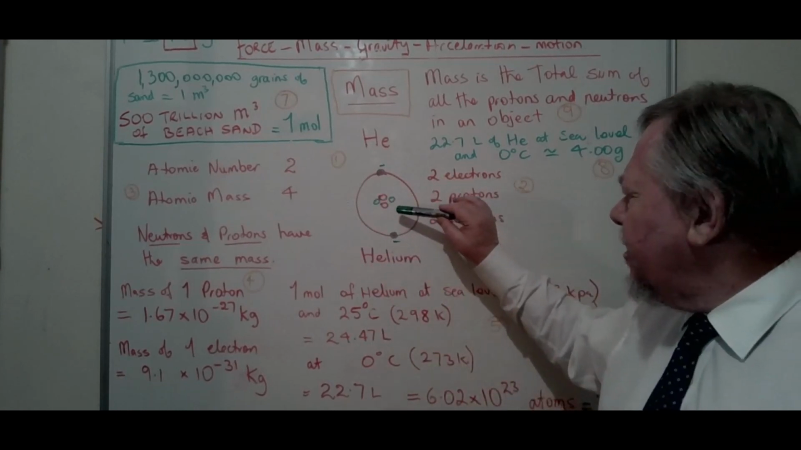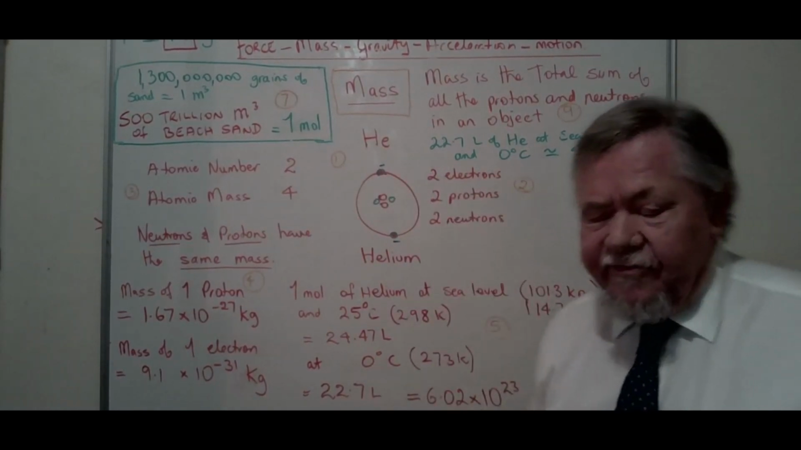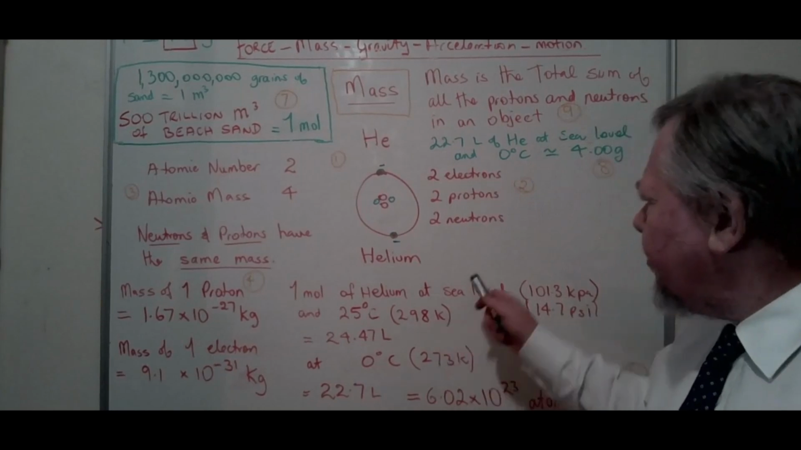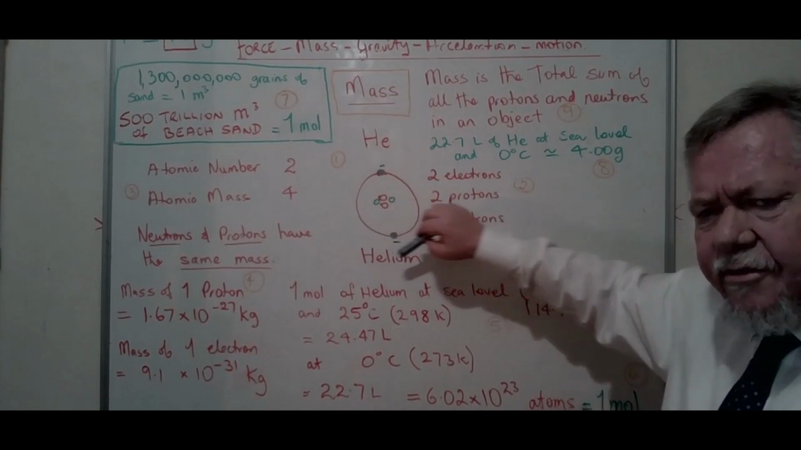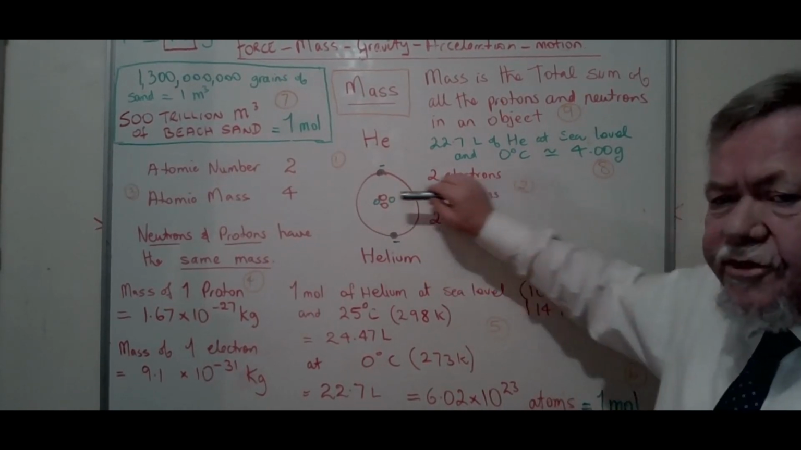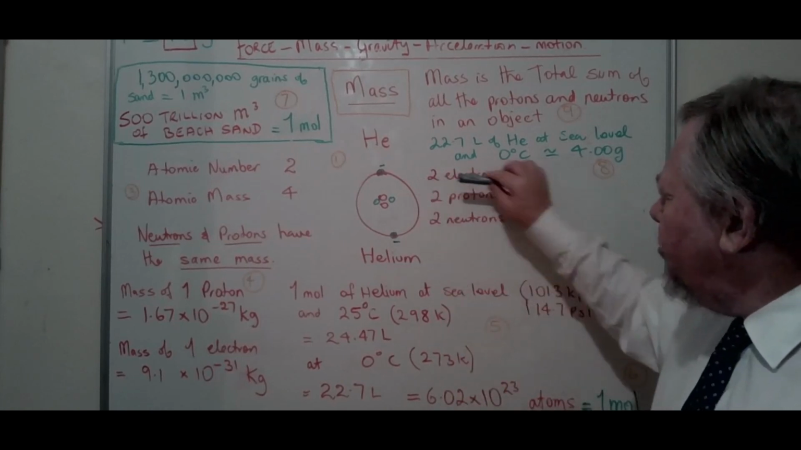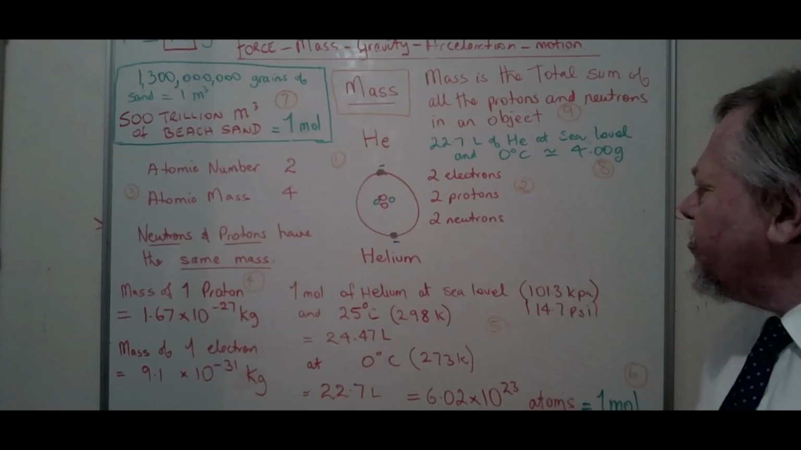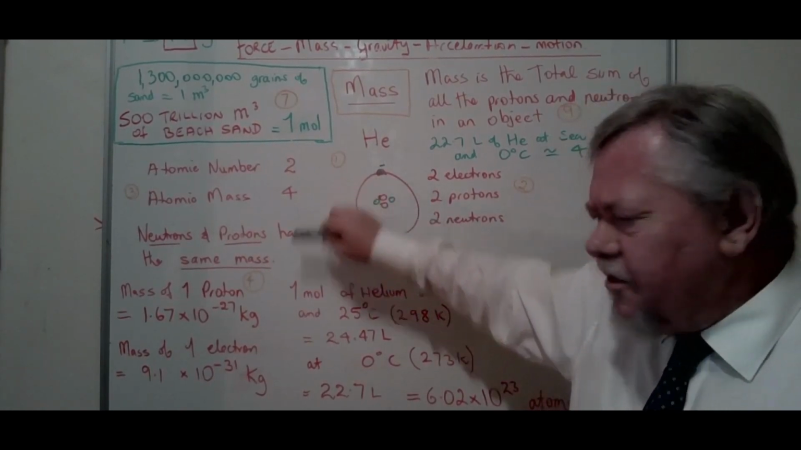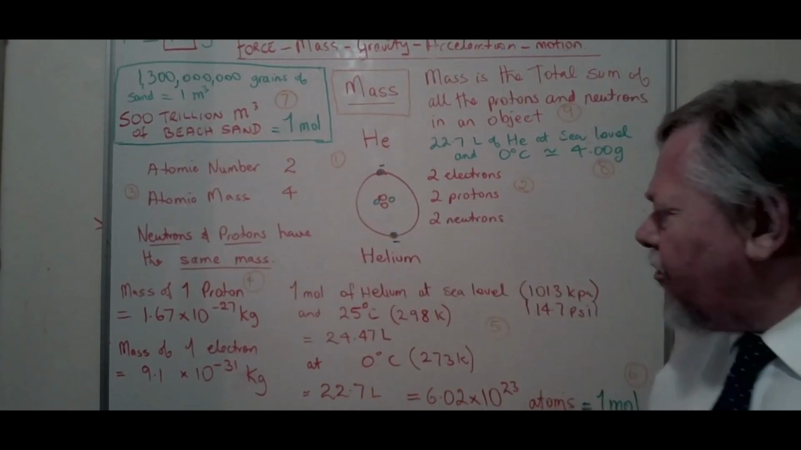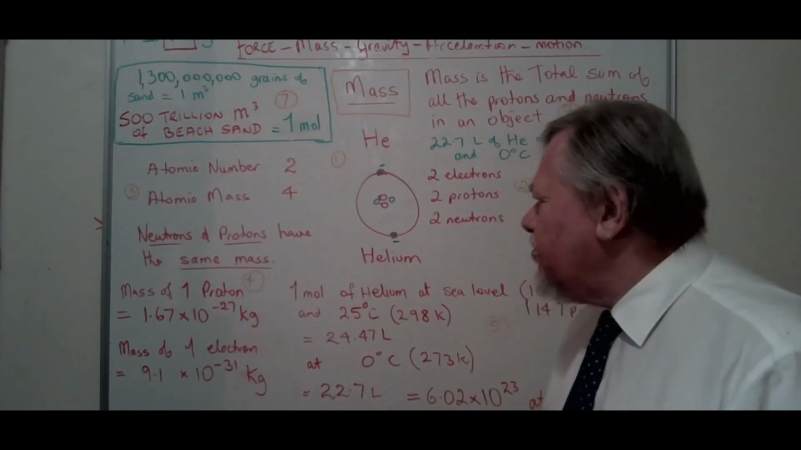and that would be surrounded by a cloud of electrons at various energy levels. In this case, helium has two electrons in that cloud, two protons in its nucleus and two neutrons in its nucleus. These two protons and two neutrons create what's called an atomic mass, and this atomic mass is 4. So 4 grams per mole. I'll get to what that means later.